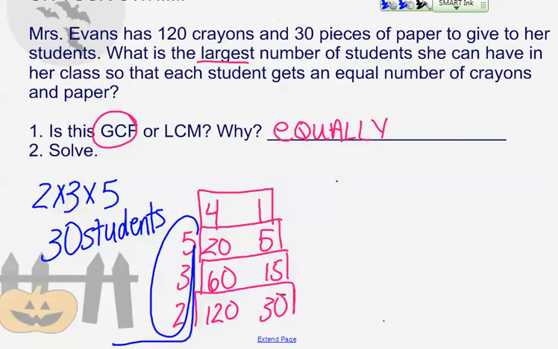Okay, so first of all, check your cake to make it look like mine. If it doesn't, correct it and see what you did wrong. And then the answer you should have got was 30 students. Remember, the question says, what is the largest number of students she can have in her class? So the answer would be 30 students. So if you were able to get that, excellent job.